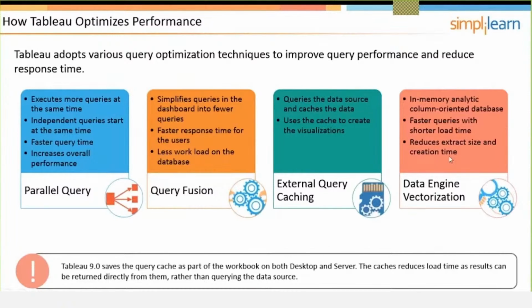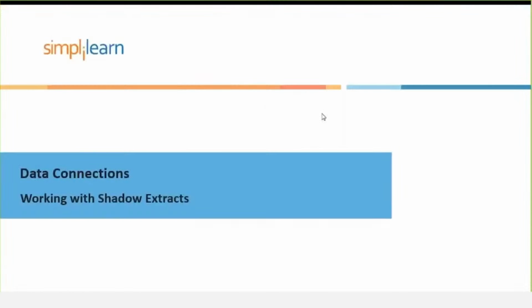So Tableau adopts these various methods. It also has data engine vectorization, wherein it has an in-memory analytics column, and it's a faster query which helps in reducing the extract size and creation time. So based on these, that's how it can improve the performance, and Tableau handles and takes care of each of these. It performs a parallel query on its own. It shortens all the queries, uses external query caching, and also provides data engine vectorization, which makes it even quicker and faster.